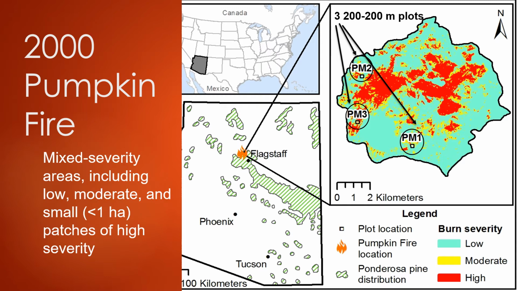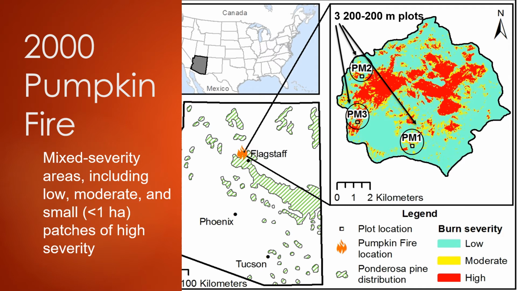We selected the 2000 Pumpkin fire from a number of candidate fires. We were interested in giving the forest a chance to regenerate, so we were looking at fires that were at least 10 years old. And we also wanted to find areas that had mixed severity, including some low, moderate, and even small patches of high severity fire. We established three 4-hectare plots because, again, we are interested in spatial attributes.